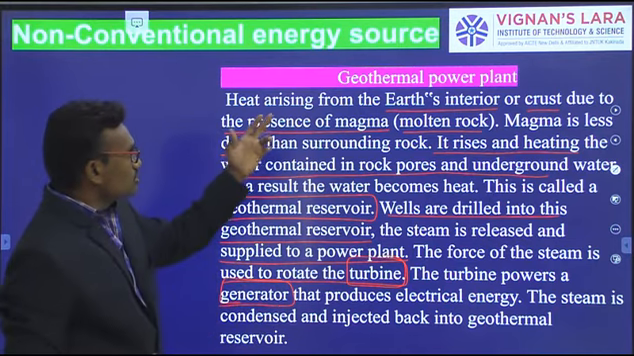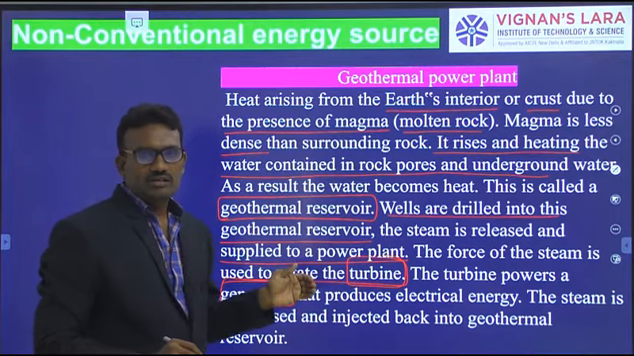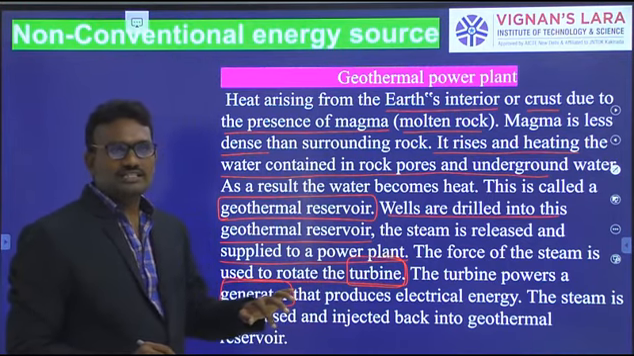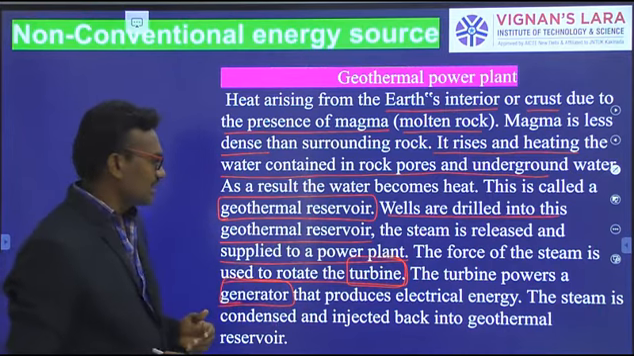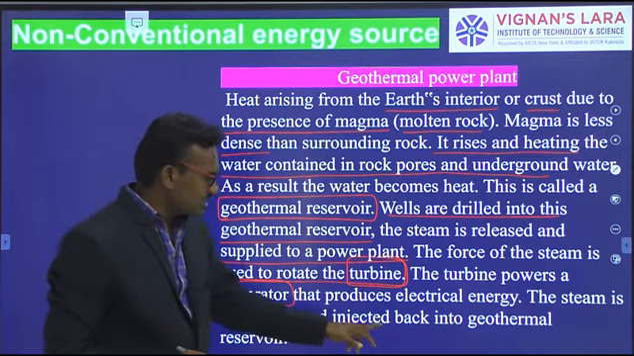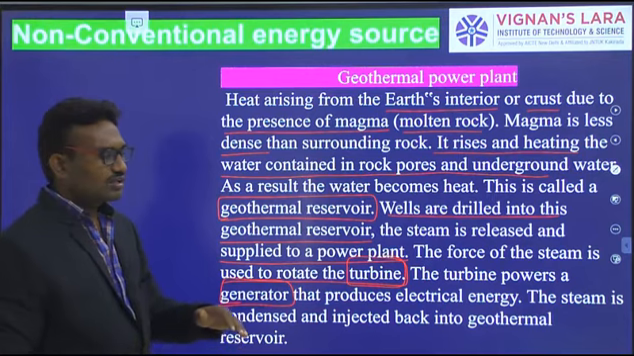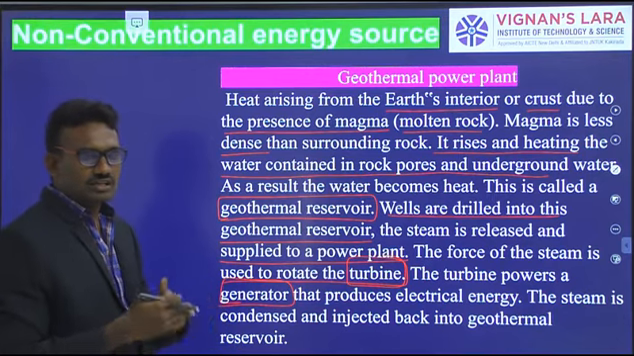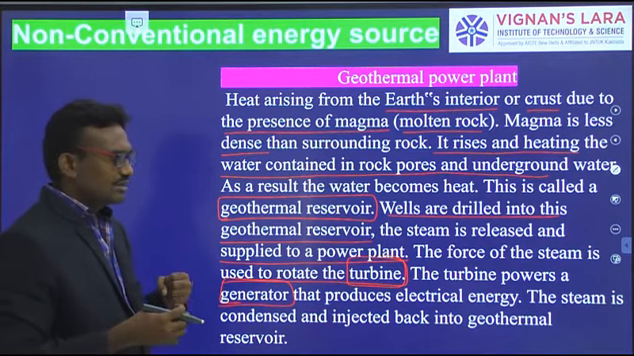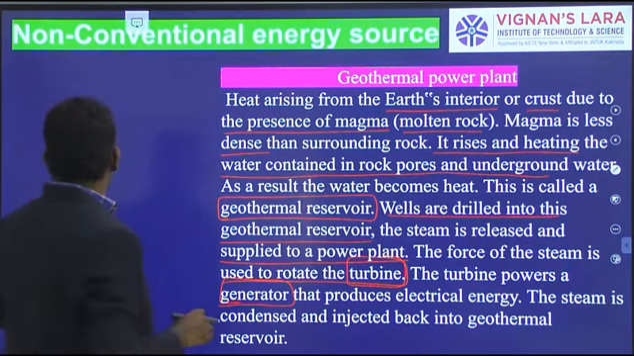So geothermal energy, like heat, is converted into mechanical energy, and then the mechanical energy is converted into electrical energy. The steam is condensed and injected back into the geothermal reservoir. After rotating the turbines, the steam that has lost its energy is again passed into the deep earth crust.